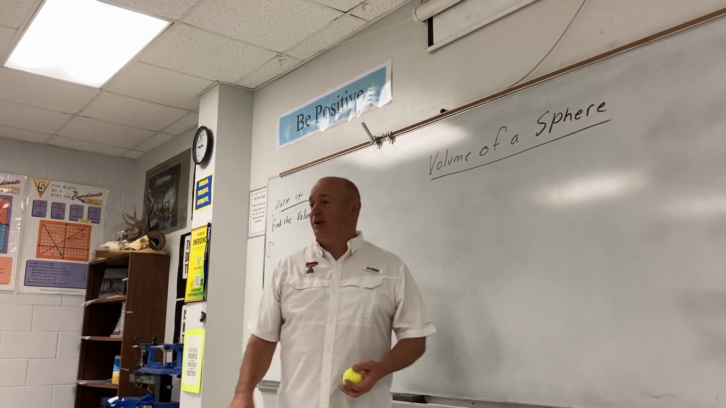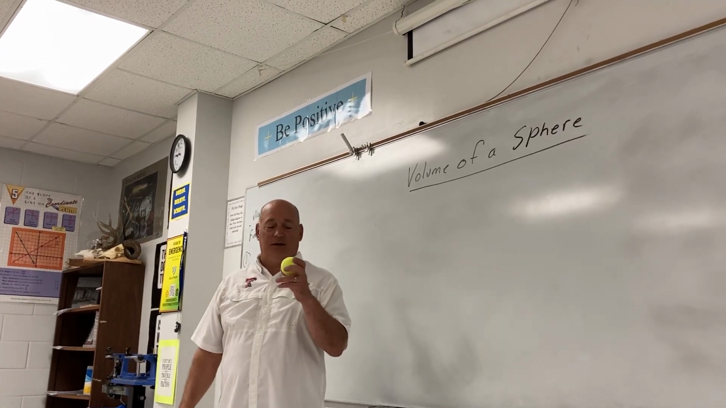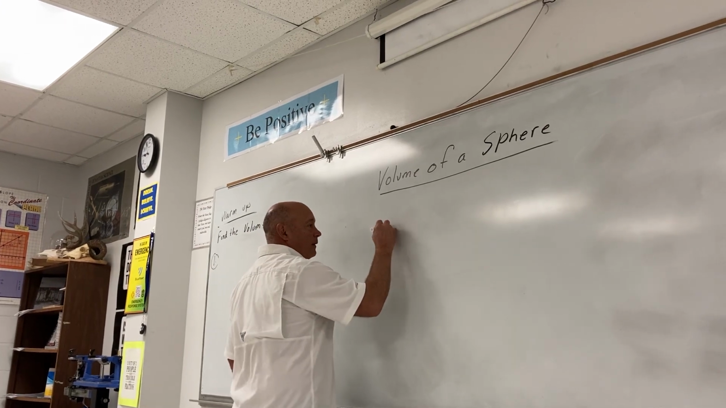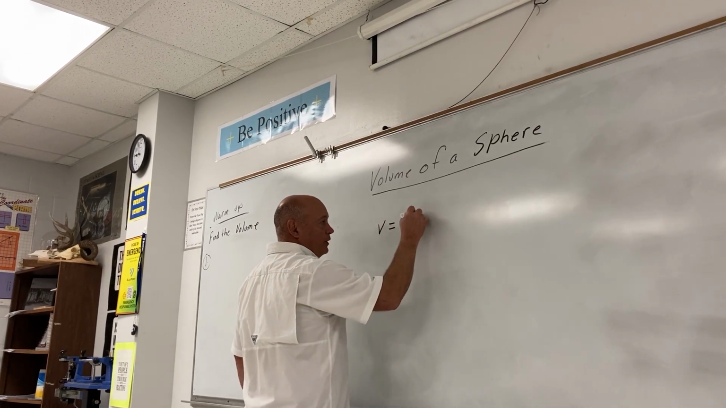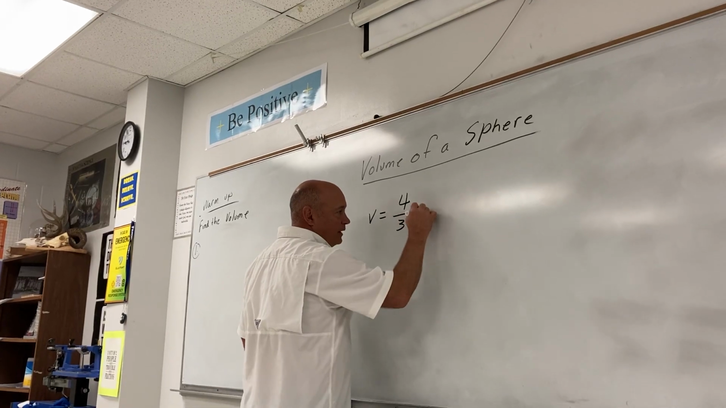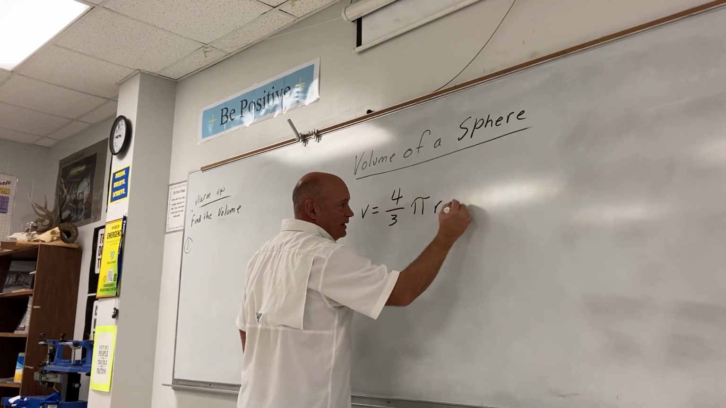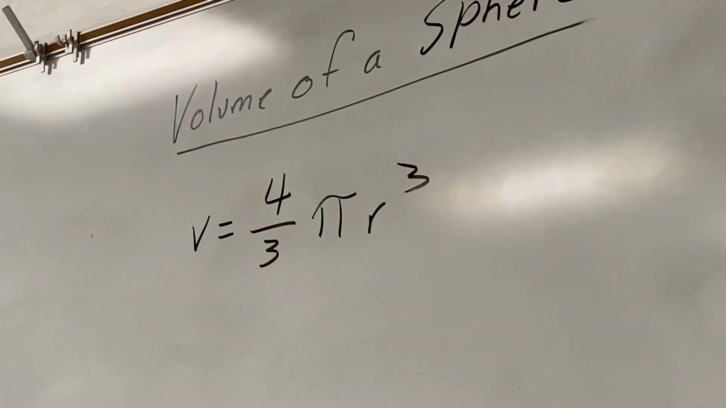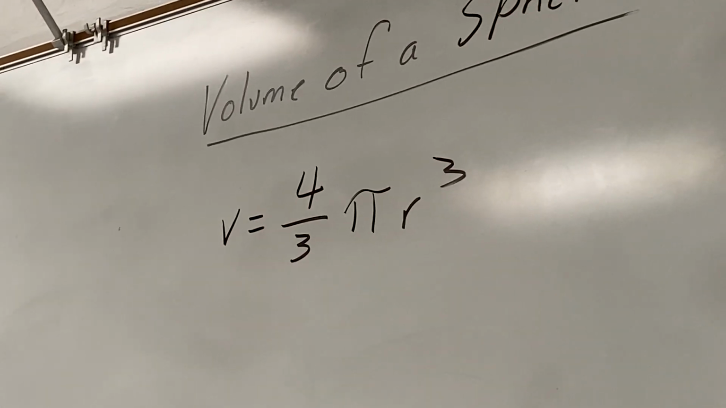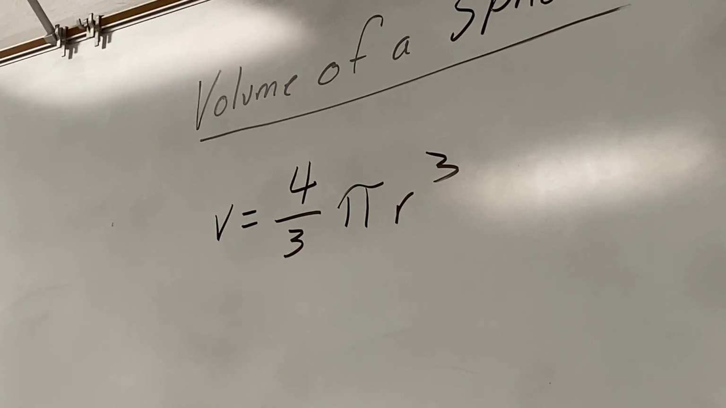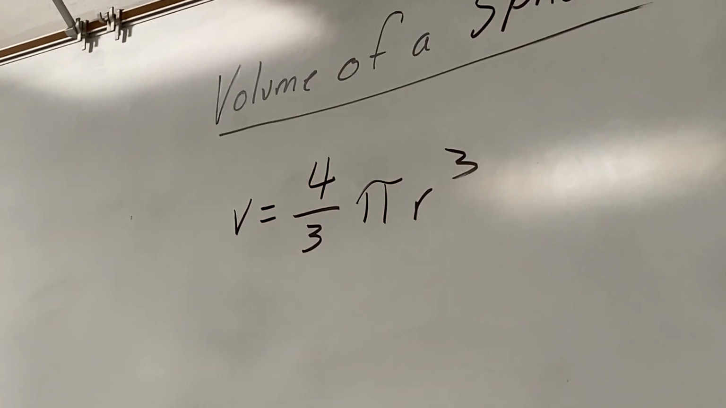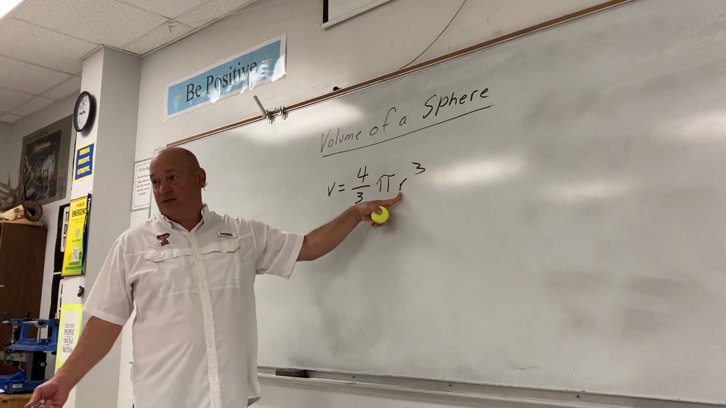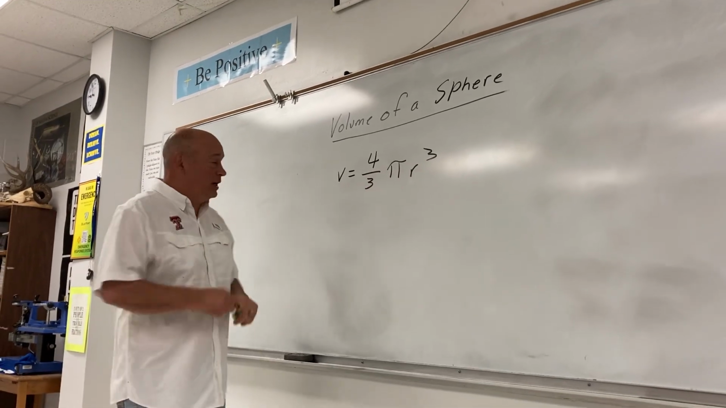Does anybody know the formula for the volume of a sphere? V equals 4/3 pi r cubed. 4/3 pi times radius cubed. So what's the only thing we need to know about the sphere? The radius. That's the only letter they've got in the formula. So as long as we know the radius, we're good to go.